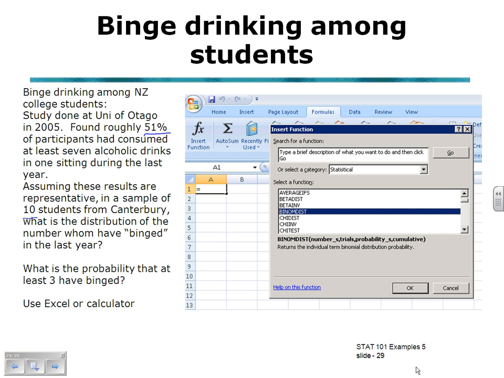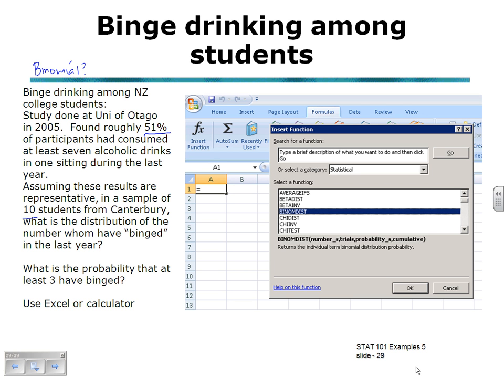Using Excel or calculator, we're going to be using Excel for this question. First of all, is the binomial a suitable distribution to use in this case? Are the requirements met for a binomial? And if they are, what are n and what are p? 4 requirements for a binomial.